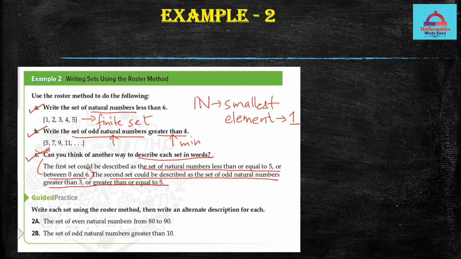Okay, so let's now try one question. 2A, I would want you to try right now with me as a part of your classwork, and 2B you can try later as a part of the homework. So let's do the answer for the 2A part, guided practice. Okay, so how is this set described? The set of even natural numbers from 80 to 90.